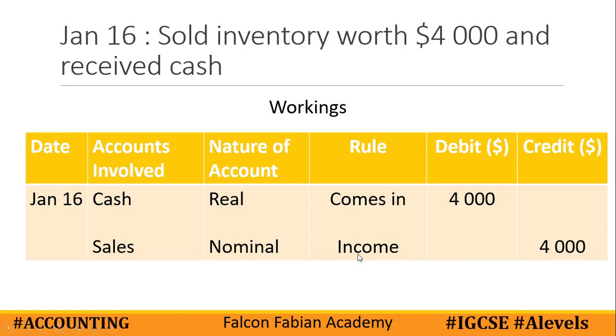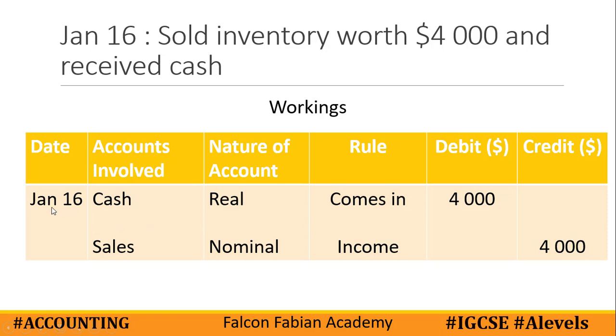Because we are generating income, and sales is an income. The business sells inventory and generates revenue, which is an income. Therefore, the rule of nominal account is going to be applied to sales. Why? Because sales is an income. And the rule is debit all expenses and losses and credit all incomes and gains. Here, sales is an income. Therefore, sales account needs to be credited by 4,000.